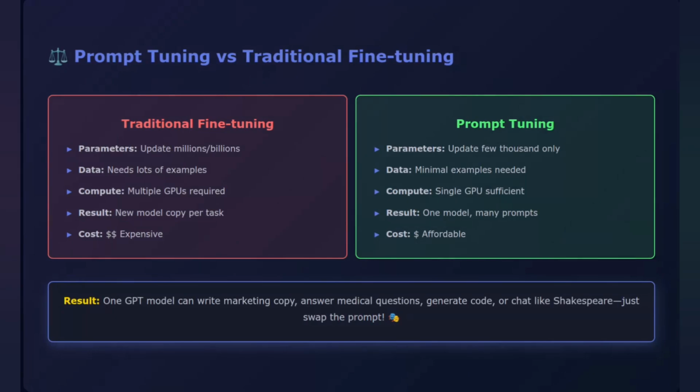Let me show you why this is revolutionary. Traditional fine-tuning: you update millions or billions of parameters. You need lots of training data, significant compute resources, and you create a whole new copy of the model for each task. Prompt tuning: you update only a few thousand parameters, the soft prompts. You need minimal data, can train on a single GPU, and you keep one base model that works with multiple task-specific prompts. The efficiency gains are massive.